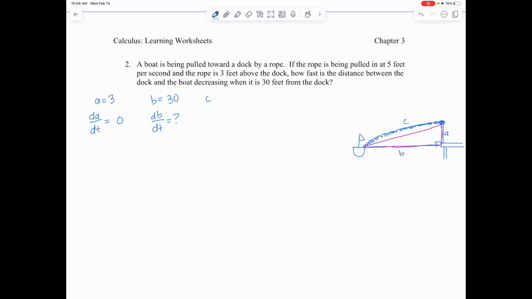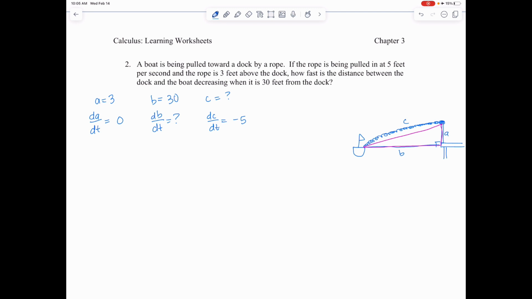C is the length of our rope, and we said that the rope is being pulled in at 5 feet per second. The rope is 3 feet above the dock, and the boat is 30 feet from the dock. So C we will have to find, but we do know that it's being pulled in at 5 feet per second. dC/dt is going to be -5 because it's decreasing, right? They're pulling it in, so the amount of rope is decreasing by 5 every second.